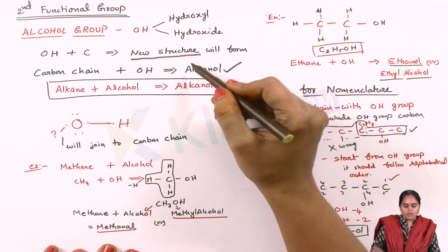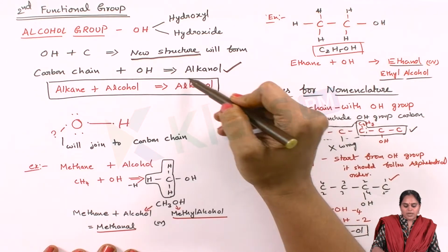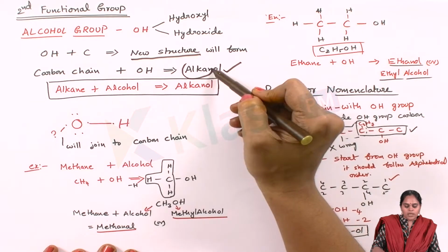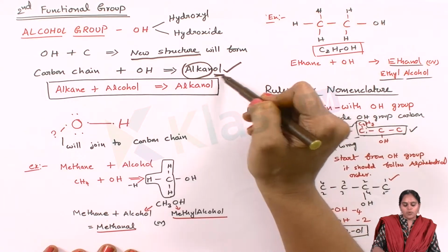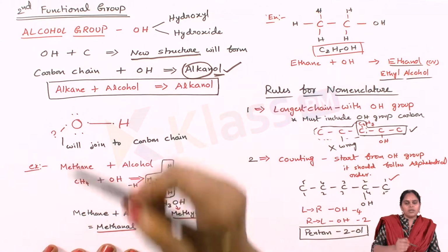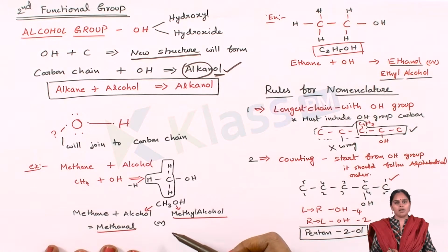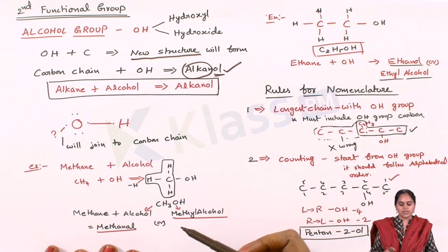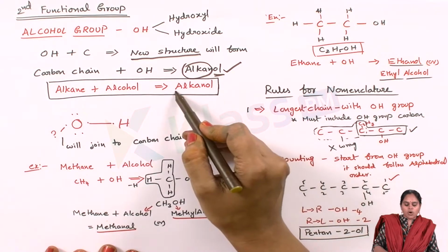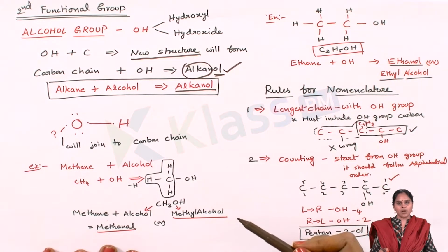It means that alka is the member name, and OL, alkane plus OL. OL will be added for the functional group. So alkane plus alcohol together will give alkanol. What do you say this one? Alkanol. It means alkane plus OL, alkanol.